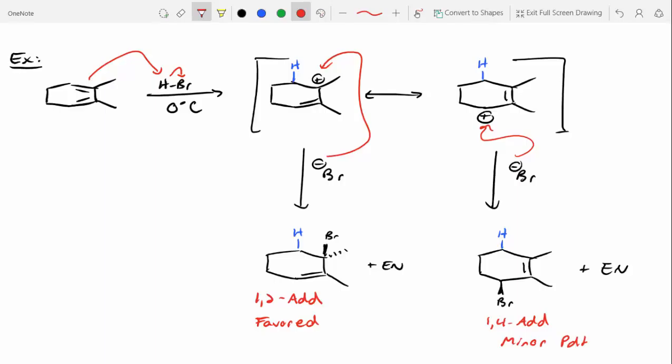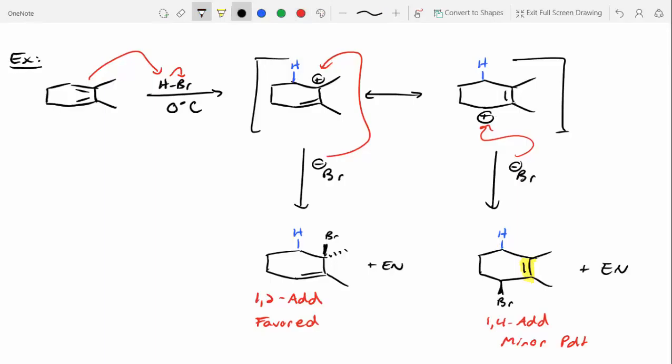What if I did want to favor the 1,4 addition? Just heat it up, right? Because if we look at this alkene for our thermodynamic product, it's our more stable alkene. It's tetrasubstituted. The one on the left is only tri-substituted. So if we did want to favor the 1,4 addition product, our thermodynamic product in this case, we would just crank the heat up. All right, let's do another practice one.